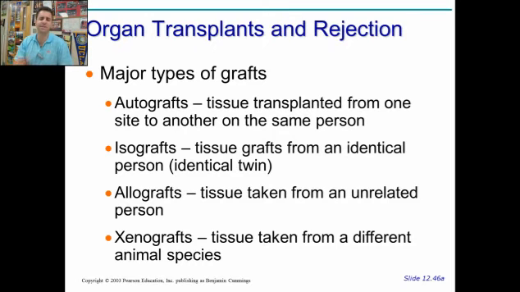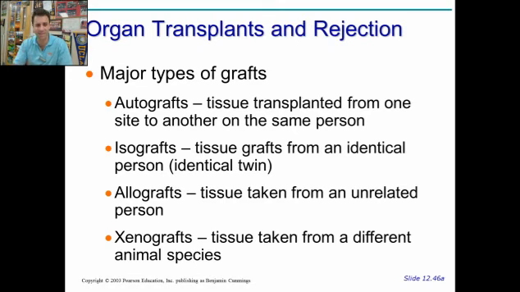Should you need them, there's different types of grafts or things to transfer. You can have an autograft, which is when one tissue is transplanted from one site to another on the same person. So, for example, if you need heart bypass surgery, they take a vein often from your leg or your arm and use that to supplant or to bypass, to go around the clot in one of your own arteries or veins of your heart.